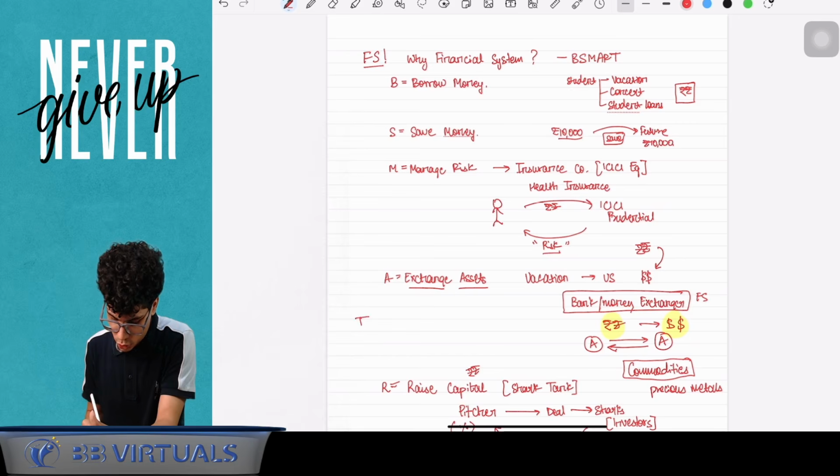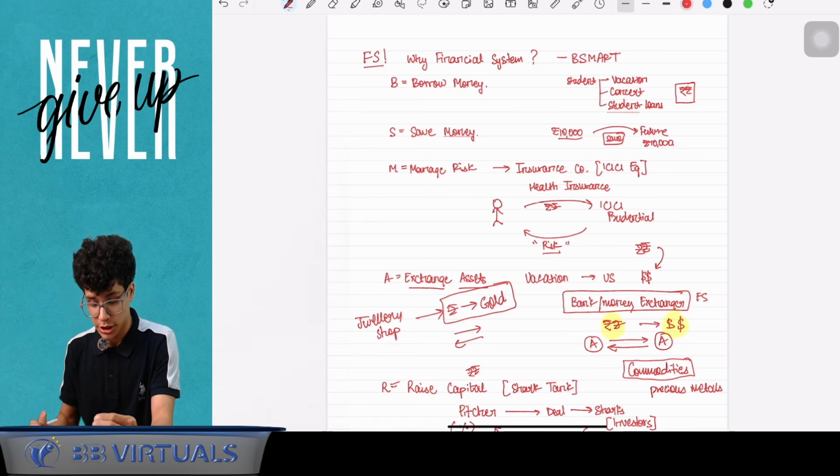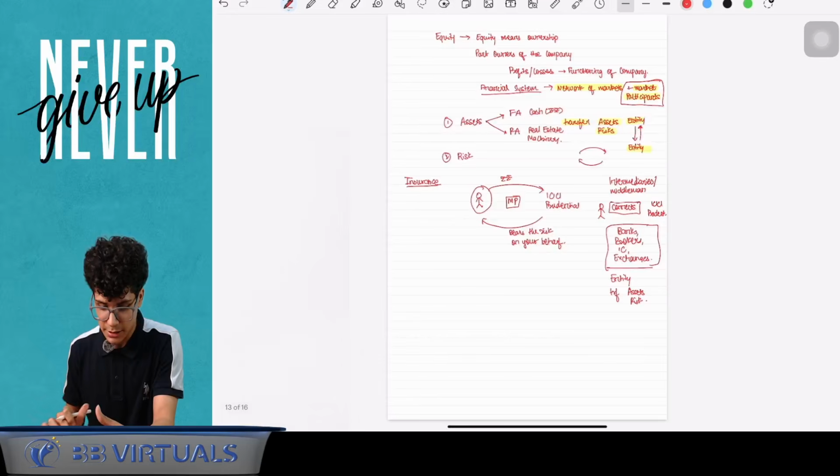So where you go to a jewelry shop and you pay money in exchange for gold. This is also a financial system wherein you give one asset in exchange for another. ठीक है? You give one financial asset in exchange for a real asset, for a commodity. ठीक है sir? Did we understand this?